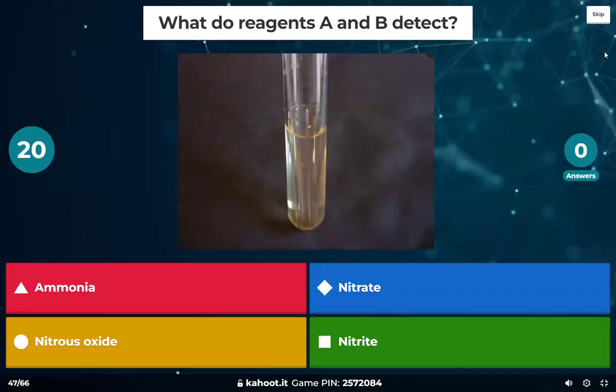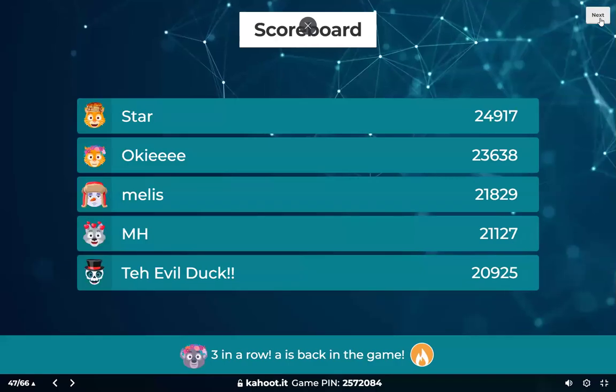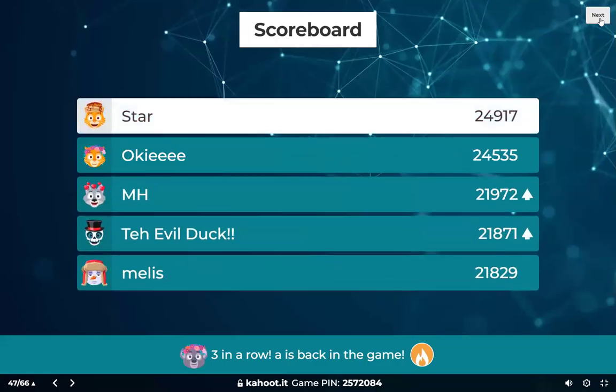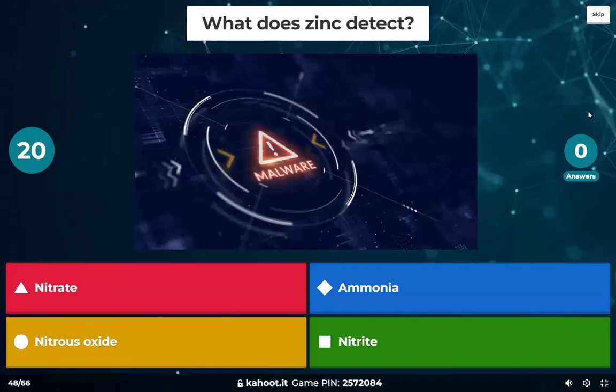What do reagents A and B detect? I know you're gonna get asked about it on the test. A and B detect nitrite. A and B detect nitrite. It is a nitrate reduction assay. So what does zinc detect?